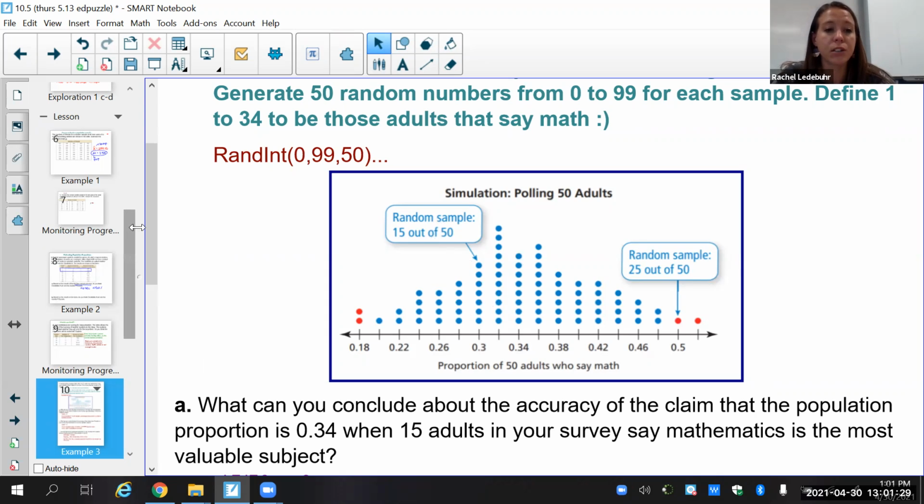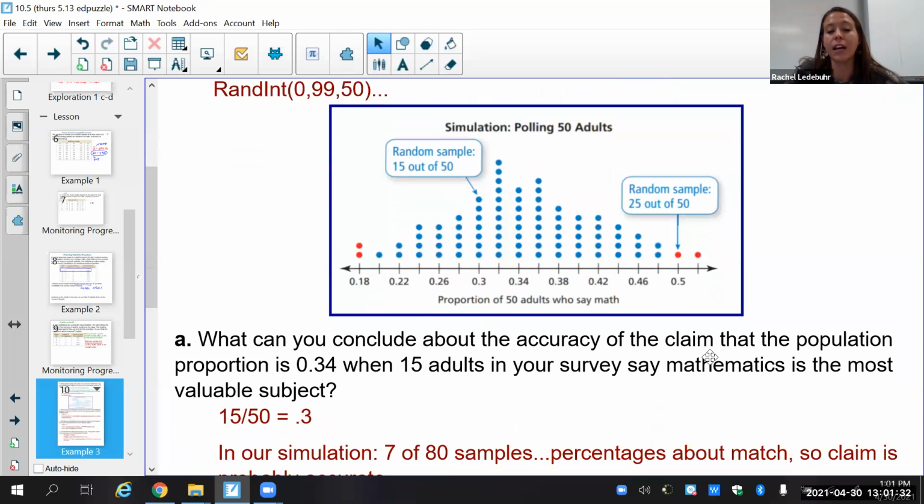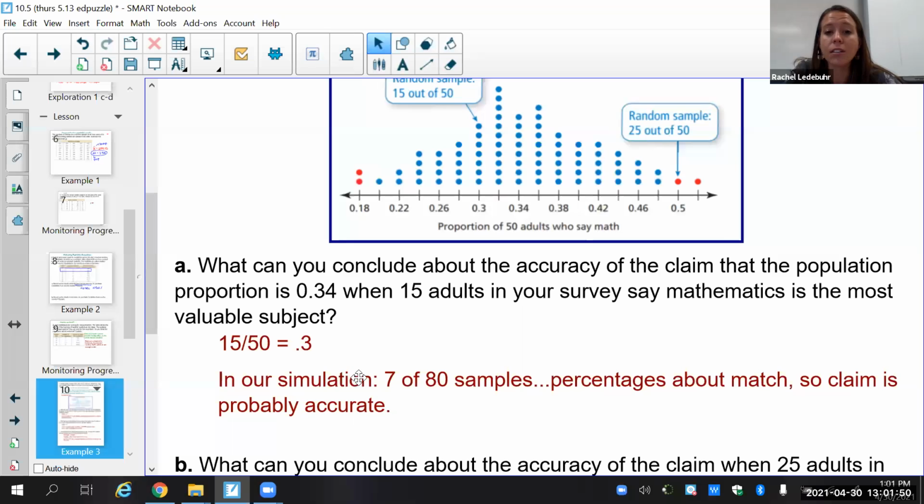We want to know, what can you conclude about the accuracy of the claim that the population proportion is 0.34 when 15 adults in your survey say math is the most valuable subject? Well, 15 of the 50 would correlate to 0.3, if you punch that into your calculator. But in our simulation, if you look at 0.3, there's 1, 2, 3, 4, 5, 6, 7 of the entire 80 samples. The percentages about match, so the claim is probably accurate.